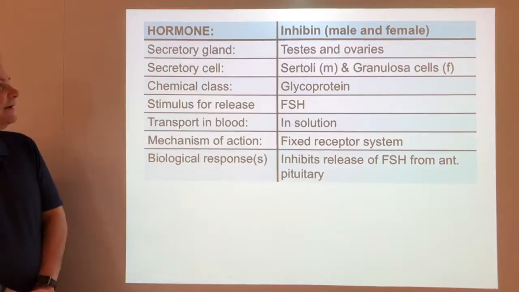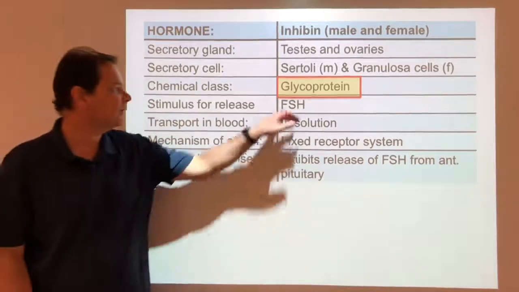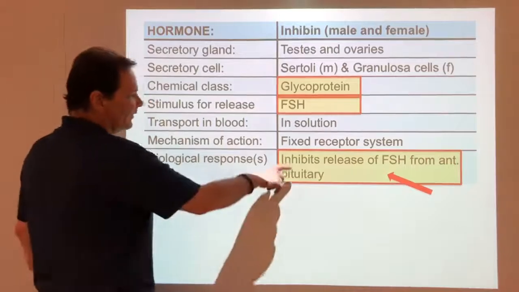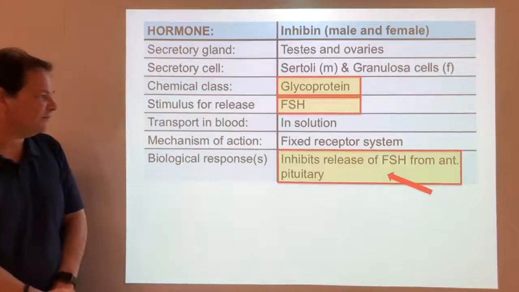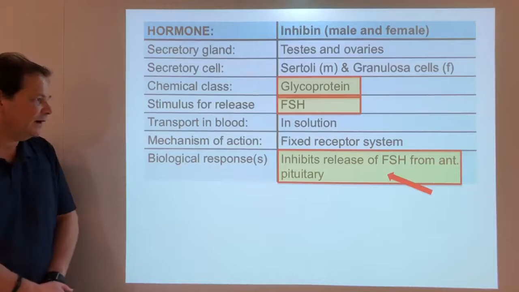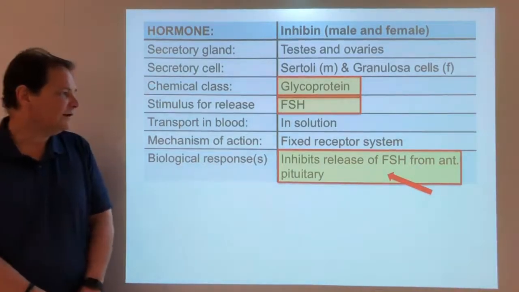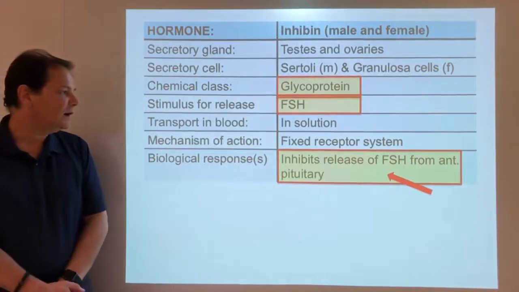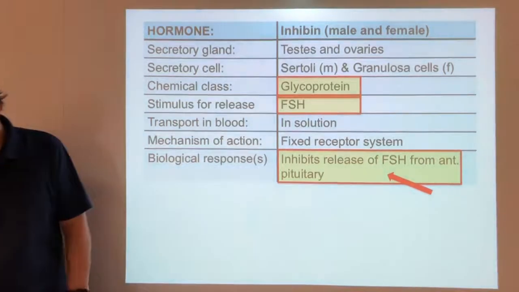And then we have inhibin, which is a glycoprotein, not a steroid hormone. Its stimulus for release is FSH, and its primary purpose is to inhibit the release of FSH from the anterior pituitary. And as we'll find out, that is particularly important in the female cycle after ovulation, where we're trying to get these gonadotropins under control after an LH spike and release of the ovum. Okay.